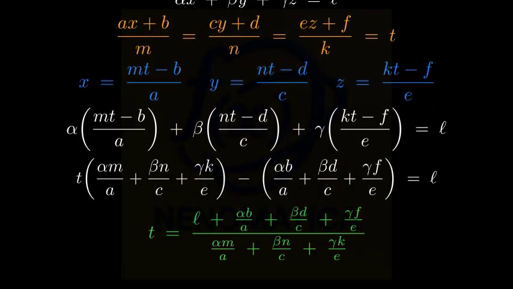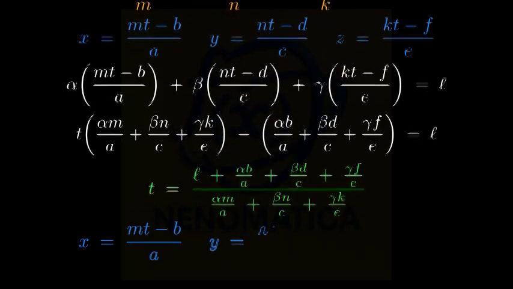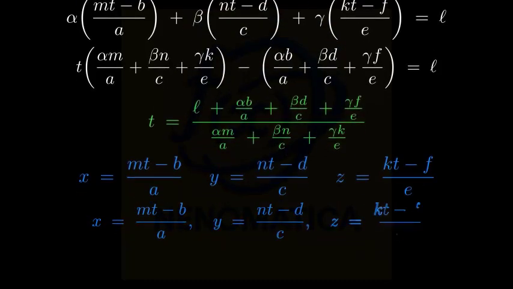Step 4. Back substitute the value of t into x, y, and z. We keep the answers clean in a compact form. If desired, you can write each variable entirely in terms of the coefficients. Here are the explicit expressions.